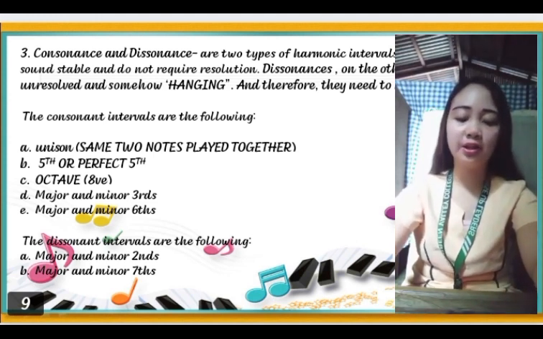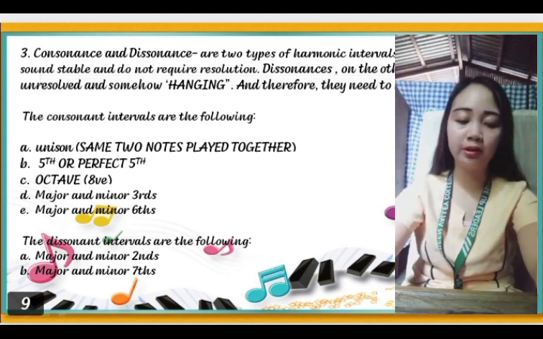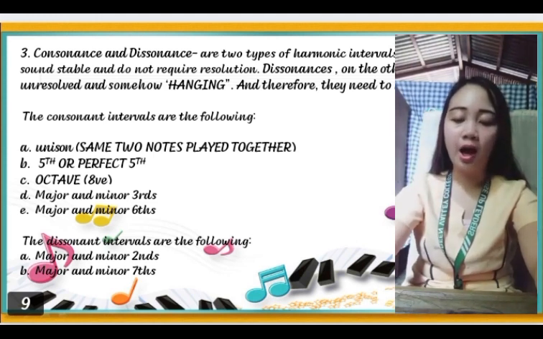The consonant intervals are the following: a unison, the same two notes played together. Perfect prime is also called a unison. It is two notes that are the same pitch. A perfect octave is the same note, an octave being 12 half steps. A perfect fifth, often abbreviated as a fifth, spans 7 semitones.